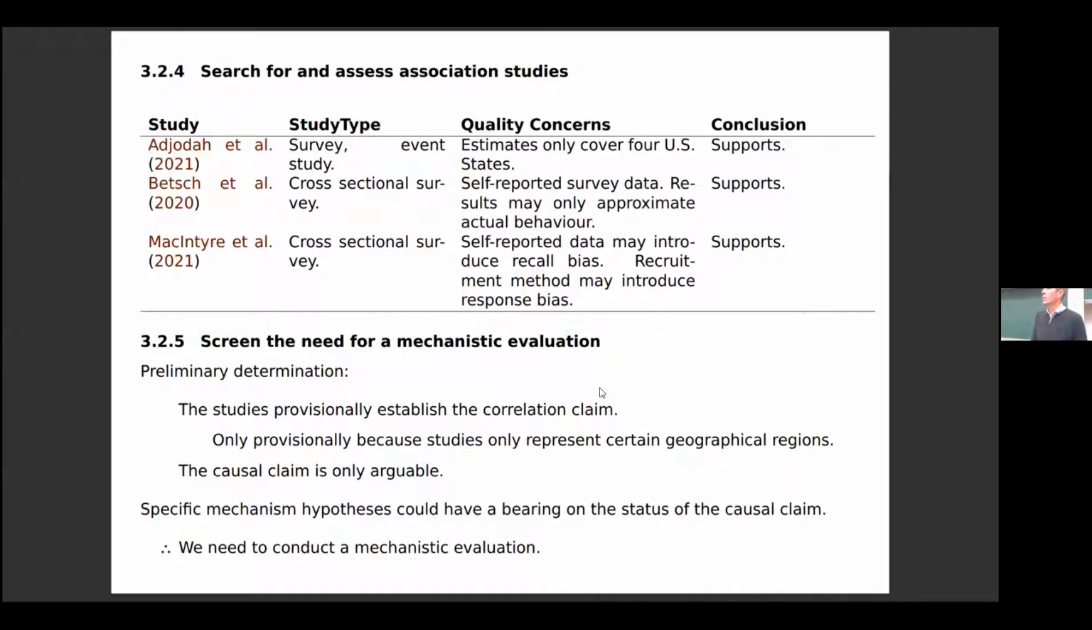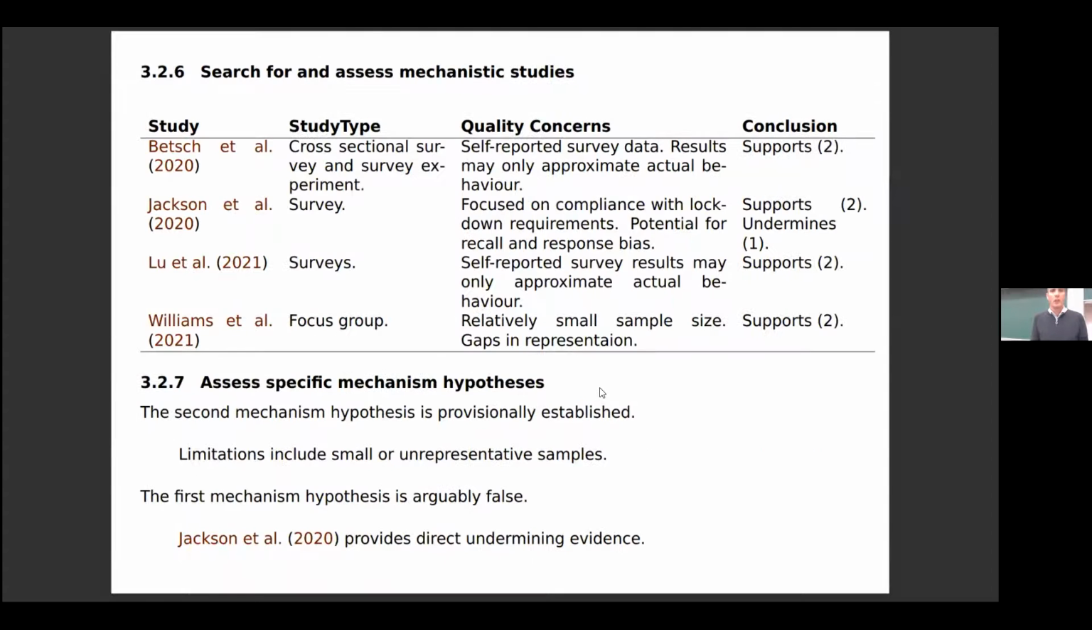It's only arguably true, and the reason is that bias and confounding haven't been properly ruled out by the association studies. So here, the specific mechanism hypotheses could have a bearing on the status of the causal claim, and we need to conduct a mechanistic evaluation. So we search for and assess mechanistic studies.